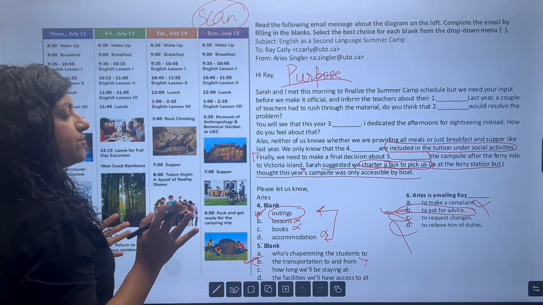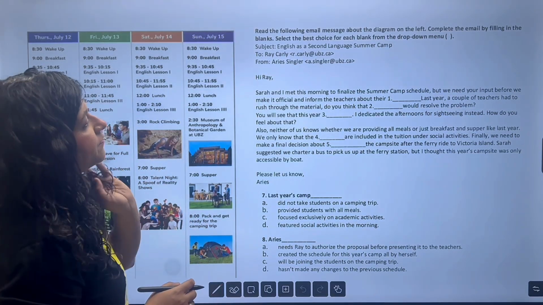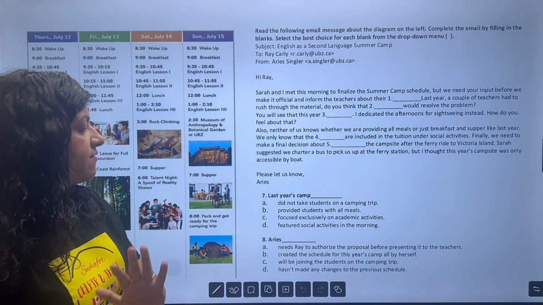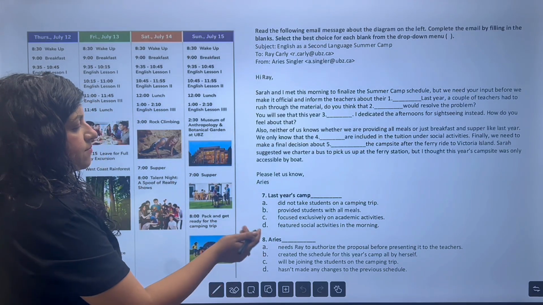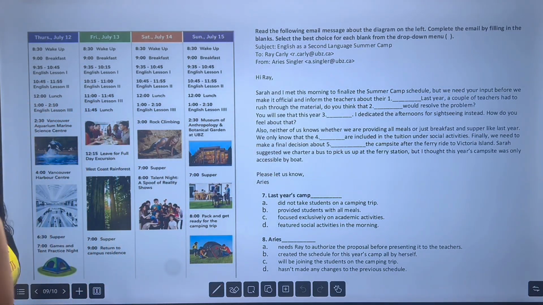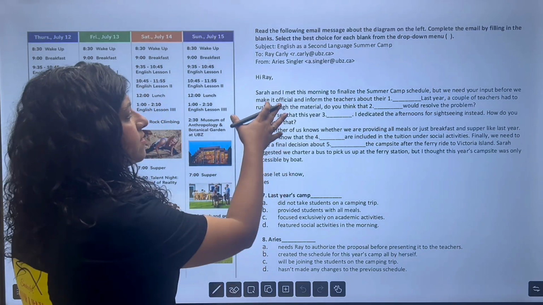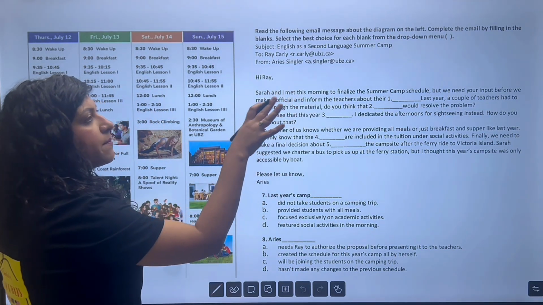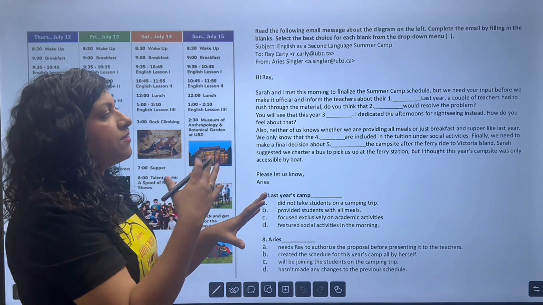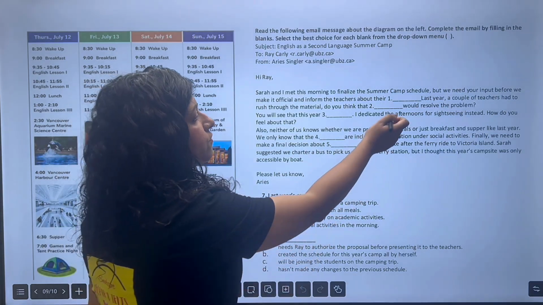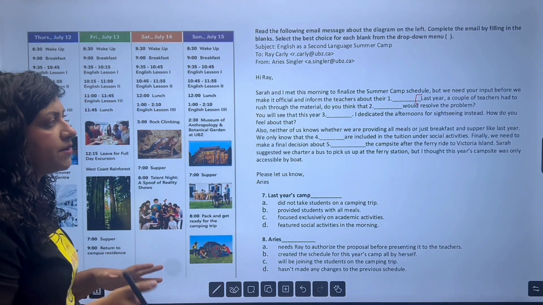So now let's come back to the last 2 questions that are left. Question number 7 says last year's camp. We have to tell some information related to last year's camp, what's true according to the text or the visual given to you. How do we know that? There were some clues given in the text where Aries was comparing things related to summer camp this year with what happened last year, and that was over here. So we'll focus on this part. It says last year a couple of teachers had to rush through the material.